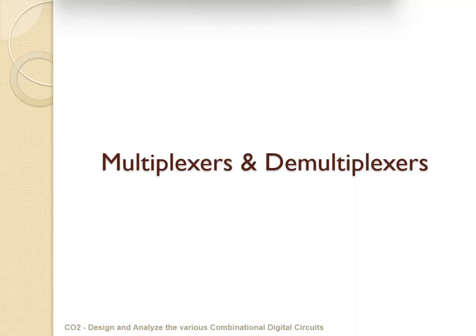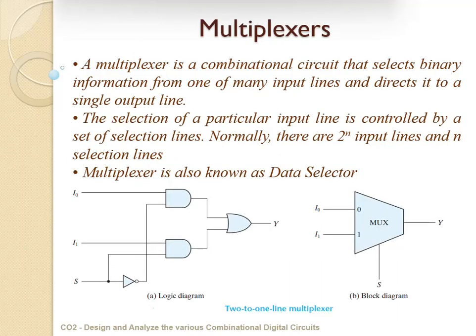In this presentation, we are going to discuss multiplexers and demultiplexers. A multiplexer is a combinational circuit that selects binary information from one of many inputs and directs it to a single output line. In other words, multiplexers are also called many-to-one converters. The selection of a particular input line is controlled by a set of select lines.